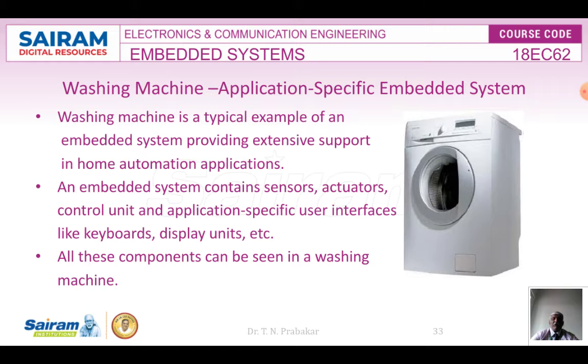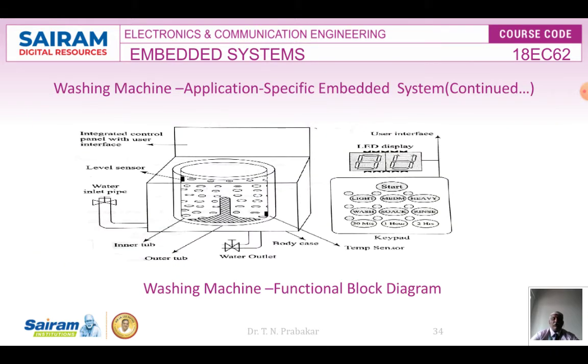A washing machine is a typical example of an embedded system, and it contains different sensors, actuators, control units, and application-specific user interfaces like keyboards, right? Everybody will be having a washing machine in your home, and how this washing machine can be controlled, that actually we are going to see here. So this is the diagram of a washing machine, how the system works.